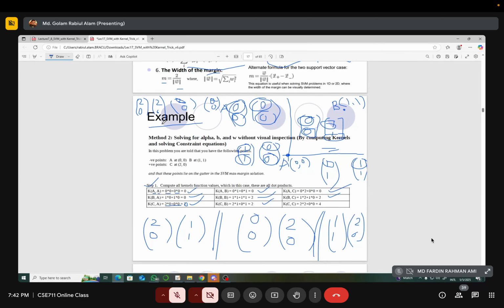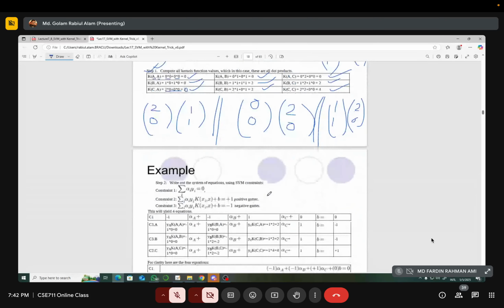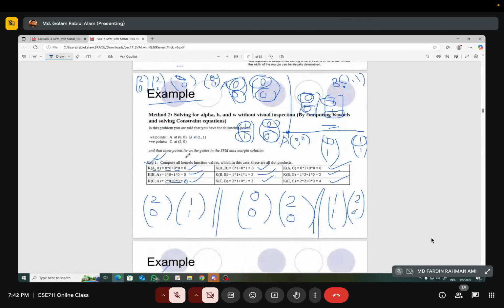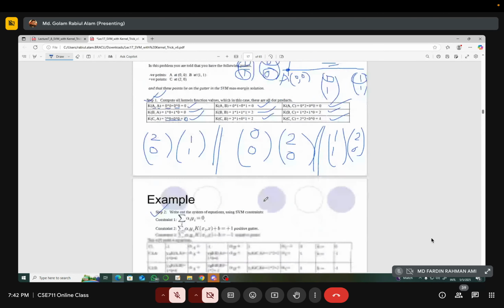So it will be 2 times 2 is 4 plus 0 times 0 is 1. That is 4. Okay. So we compute all the kernel function values. This is step 1. In step 1, that is just find out the kernel function values. Then in step 2 we will utilize these kernel function values here.